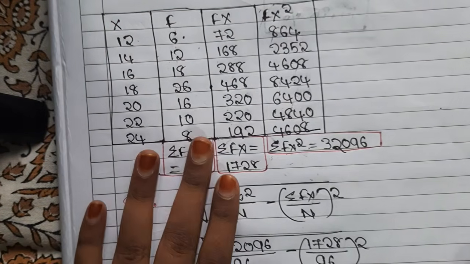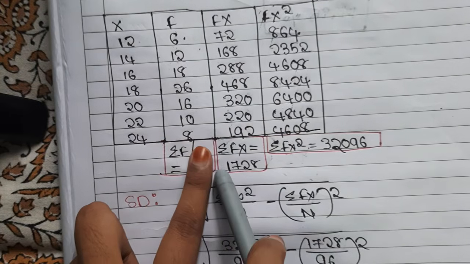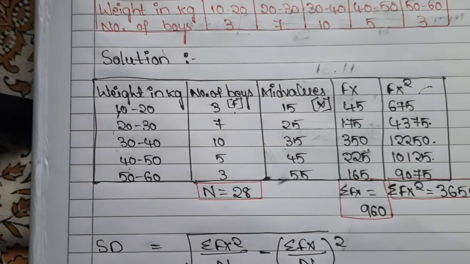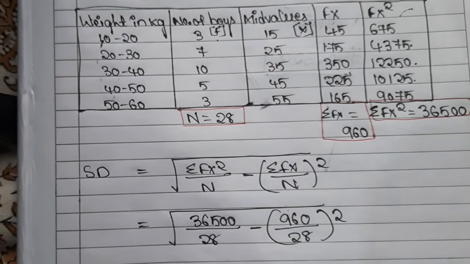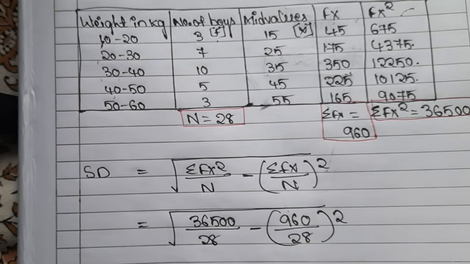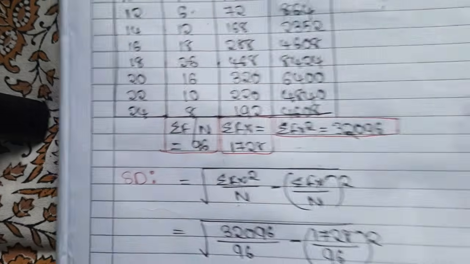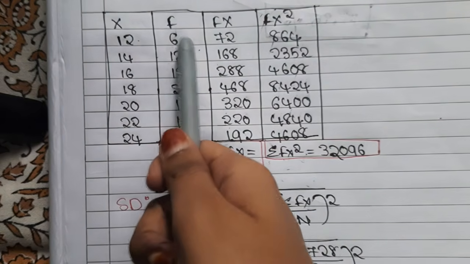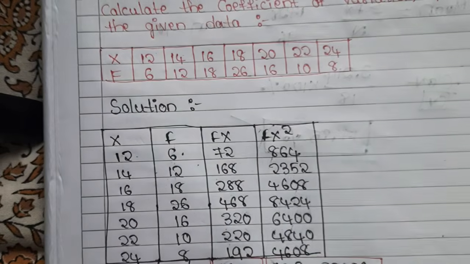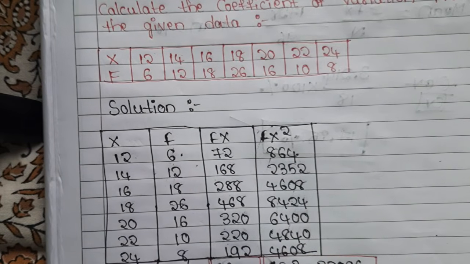So this was for the discrete series. In discrete series, no need to find mid values. In continuous series, as we have seen, we found mid values. The calculation part is exactly the same, but there we find fx square with f and x. Here we took direct fx, and there we multiplied with mid values. This is the difference between the standard deviation and coefficient of variation for the two series.